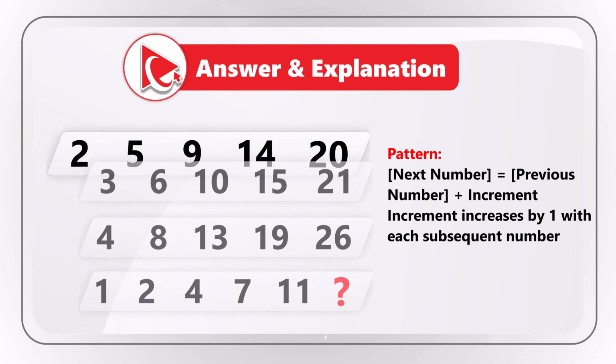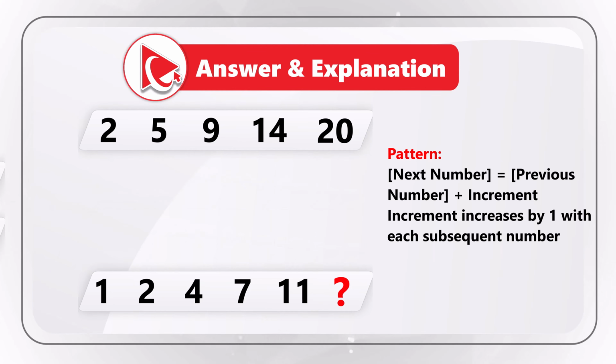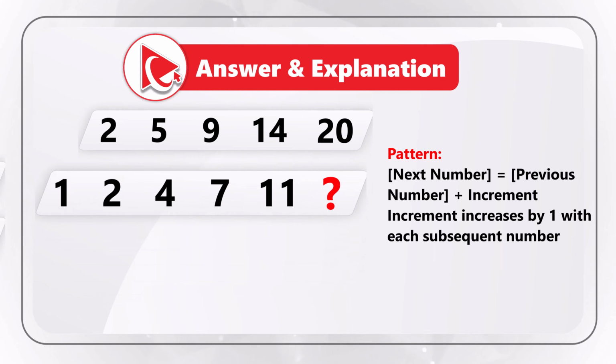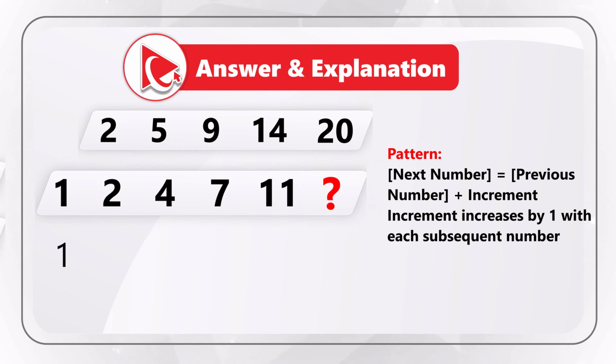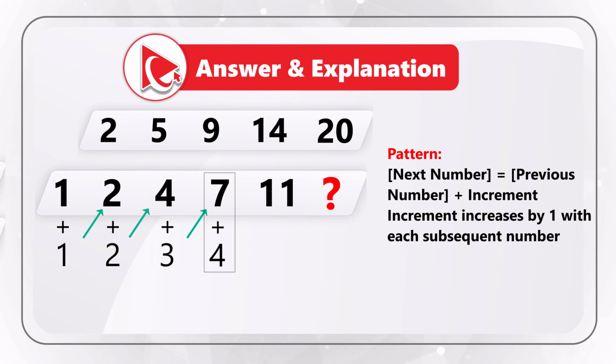I'm going to skip rows 2 and 3 so you can do the calculations independently to practice your skills, but I am going to do the calculations for the last row. 1 plus 1 equals 2. Increment increases by 1, so 2 plus 2 equals 4. 4 plus 3 equals 7. 7 plus 4 equals 11. And last calculation, 11 plus 5 equals 16. So the correct answer here is choice B, 16.